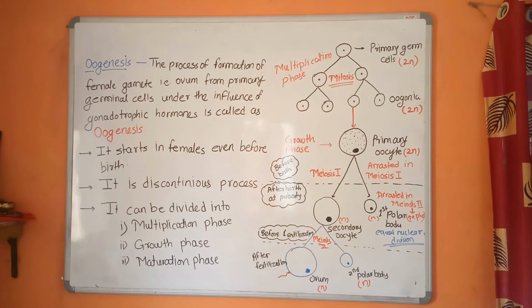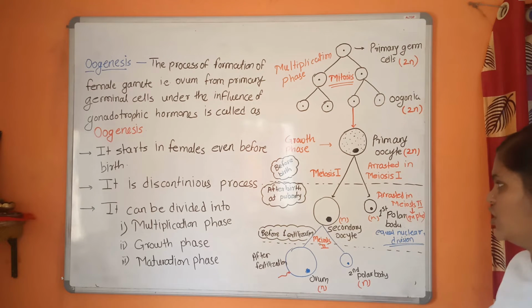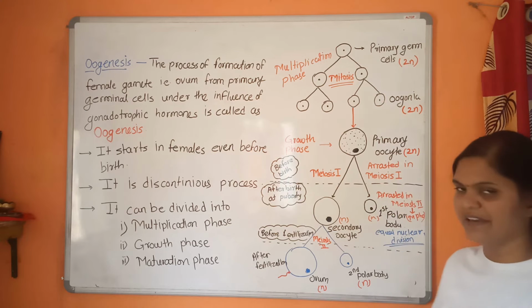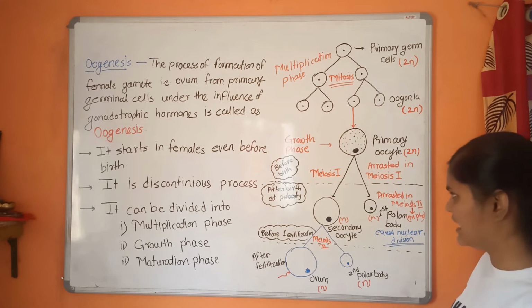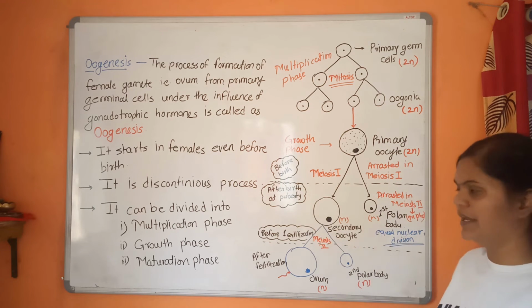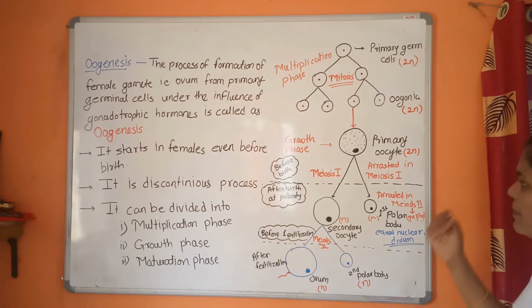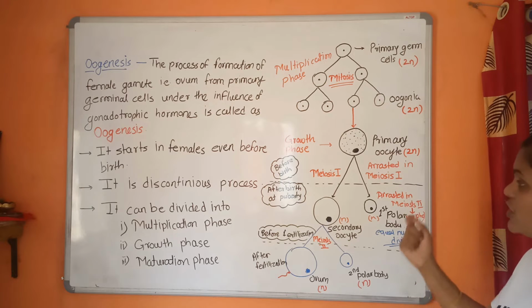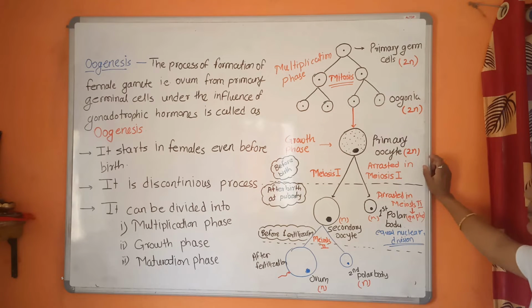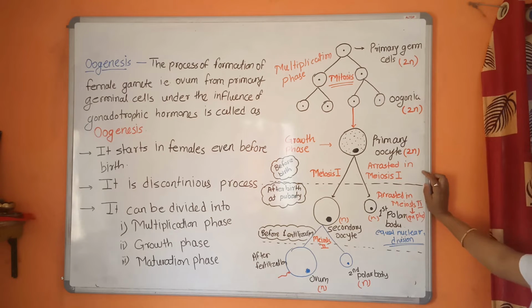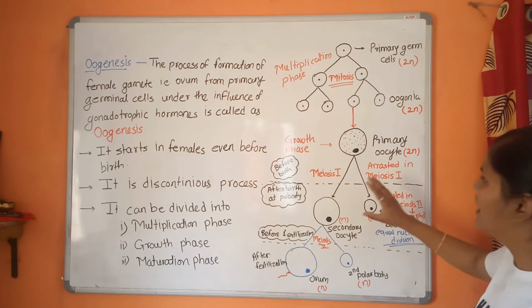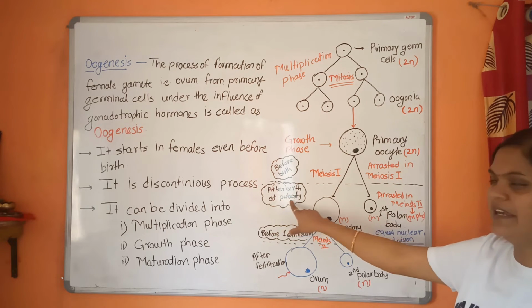only a few thousand of these oocytes are remaining. 40 to 60,000 oocytes are remaining after birth, and then at puberty, 10 to 12 years, under the influence of hormones, these primary oocytes complete meiosis 1, which were arrested in the diplotene phase of prophase 1. This is completed after birth at puberty.